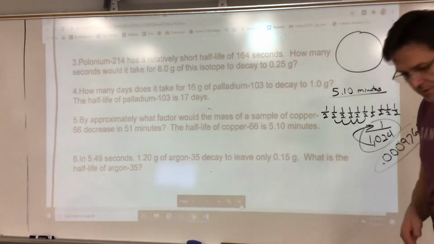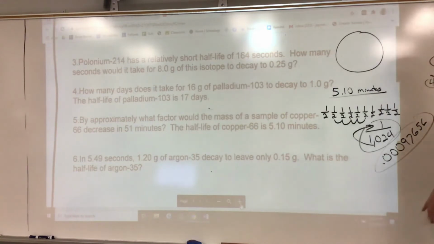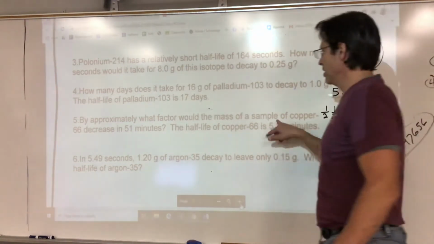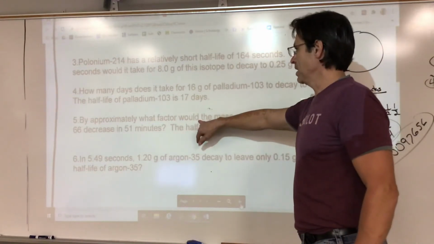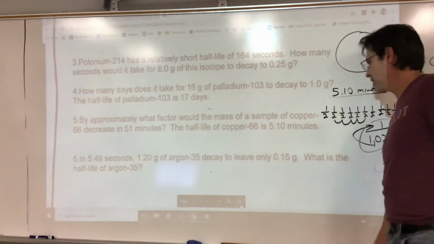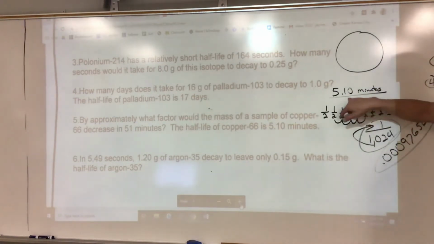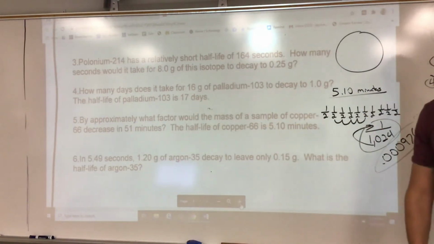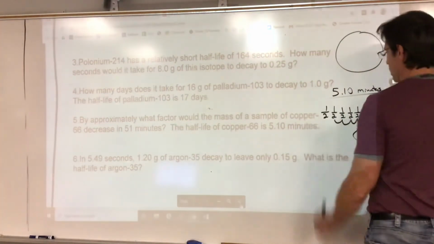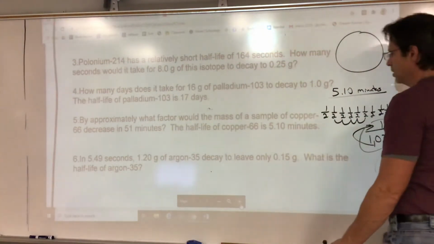Once again, to refresh that, I lost my train of thought there. If a half-life is 5.12 minutes, and I want to know approximately what factor the mass of a sample of copper would be after 51 minutes, I can do it real simple, or I could try and do the fraction. It doesn't matter how you solve it. So I just said, all right, 5.1, and added them up, times 1, 2, 3, 4.